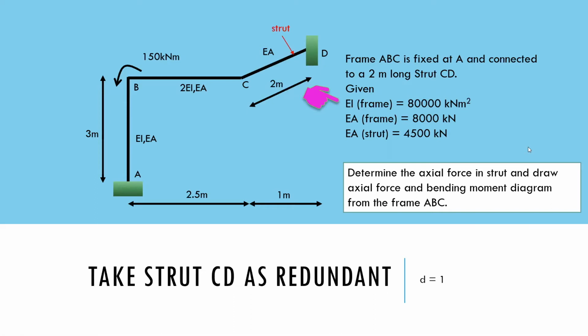Since the degree of indeterminacy of the structure is equal to 1, in this case, we could take strut CD as redundant. You can visit my other video on how to determine the degree of indeterminacy for composite structures by clicking the provided link.